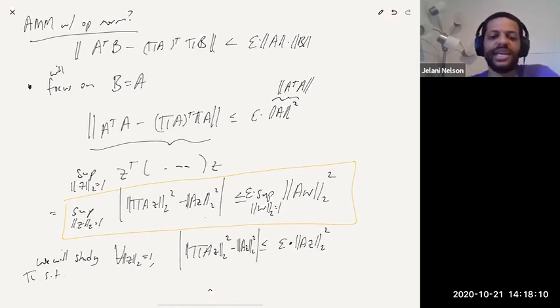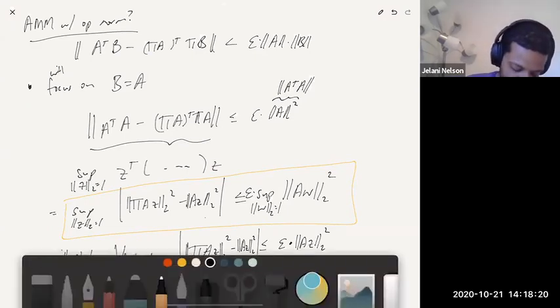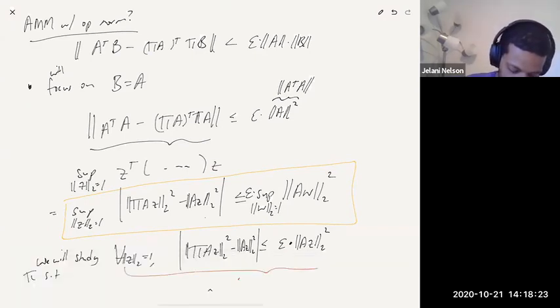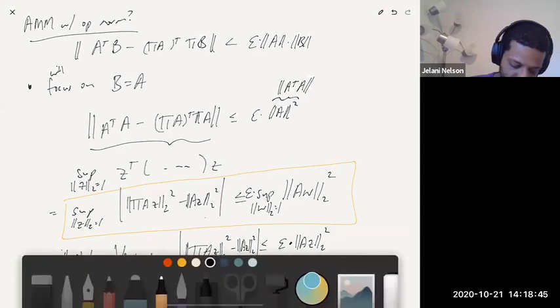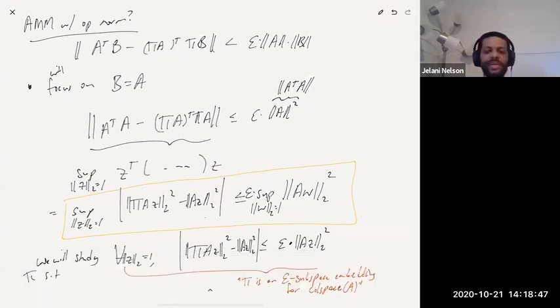Okay. So what this is saying is, for any vector Z, pi AZ has roughly the same norm as Z. And this concept is called an epsilon subspace embedding. If this is true, we'll say that pi is an epsilon subspace embedding for the column space of A. Okay, so what's the definition? Let me give you the definition of a subspace embedding.